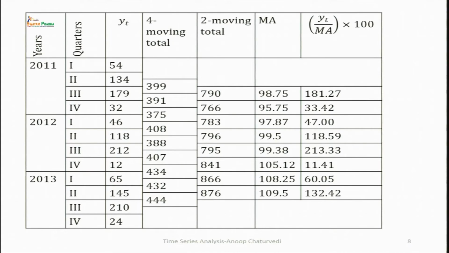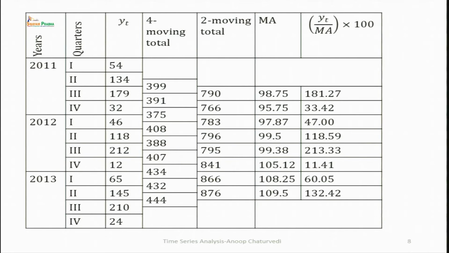Since you have quarterly data, so first you take a moving average of period 4. So, this column gives you the moving totals, means 399 is the total of first 4 observations, 54 plus 134 plus 179 plus 32. Similarly, you can obtain 391 and so on.